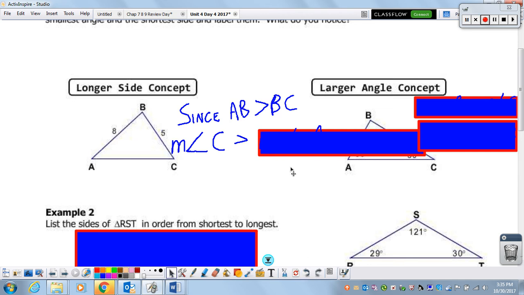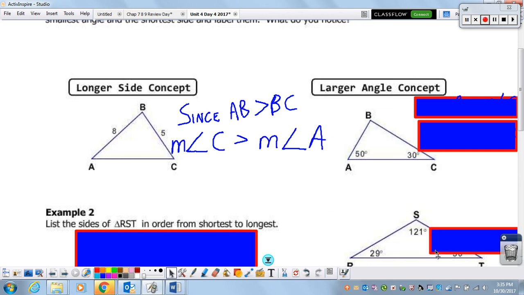I keep grabbing little pieces here instead of the triangle I'm looking for. There we go. So the measure of angle C is greater than the measure of angle A. The larger angle concept tells us that the larger angle is across from the bigger side. So it's the same thing.